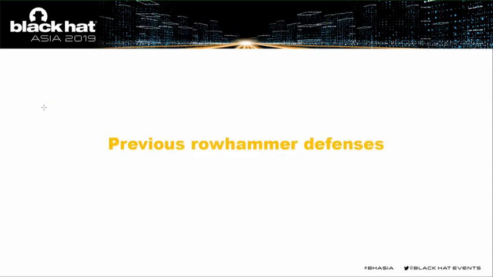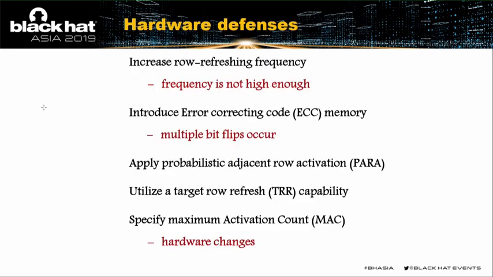So to mitigate the rowhammer attack, numerous rowhammer defenses have been proposed. We have 2 categories. The first one is hardware defense. These hardware solutions require hardware changes to the legacy DRAM modules. So that's why they are not practical. For the hardware defenses, the first intuitive solution is to increase the row refreshing frequency from 64 milliseconds, as I mentioned before, to 32 milliseconds.